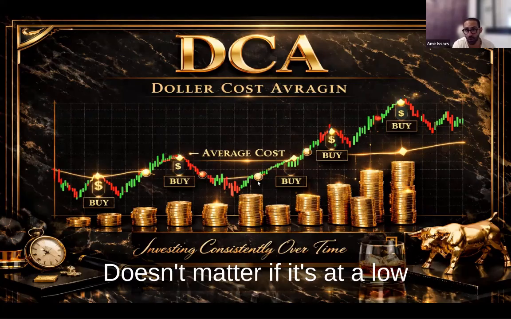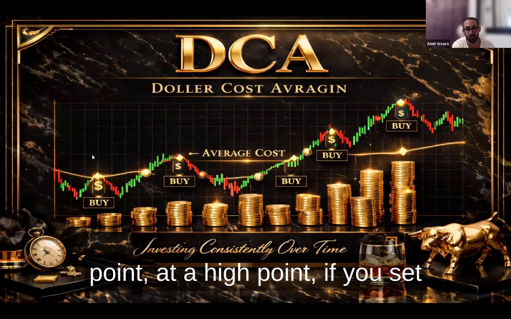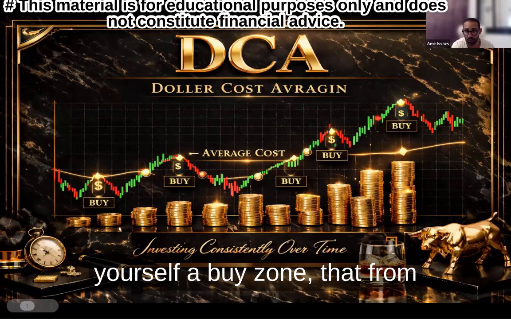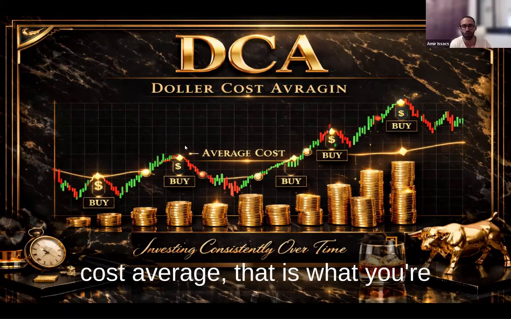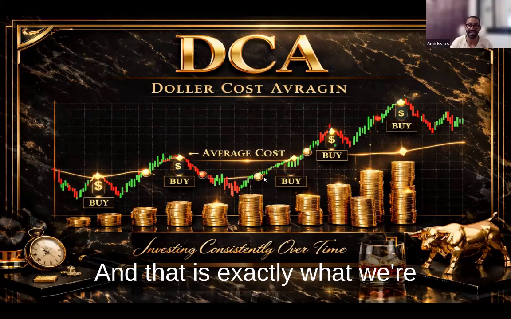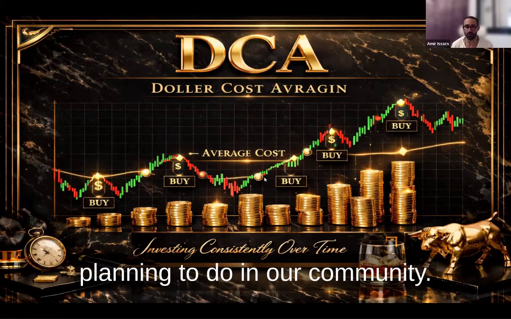It doesn't matter if it's at a low point or a high point. If you set yourself a buy zone, from there you start dollar cost averaging, that is what you're going to do. And that is exactly what we're planning to do in our community.